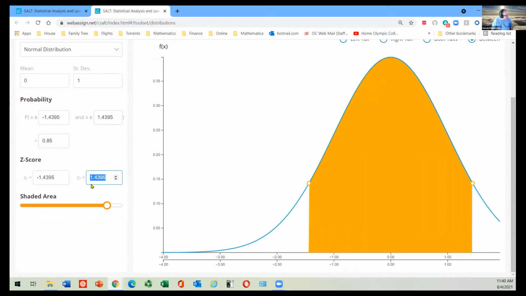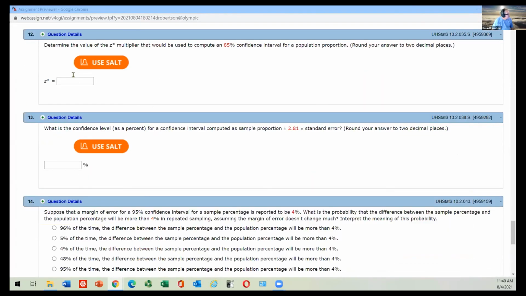So 1.4395. And you put the positive. Oh, yeah. Why won't it let me do that? Oh, yeah. Okay, it looks like I'm going to have to type it in, but it's no biggie.